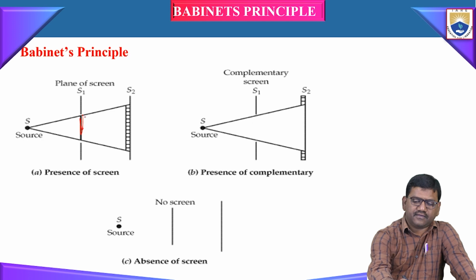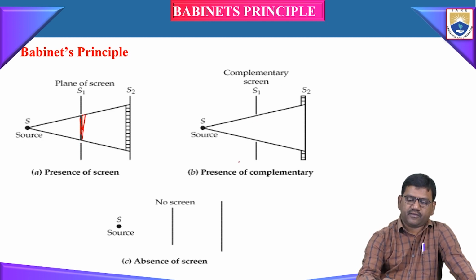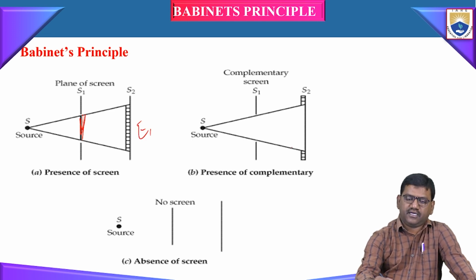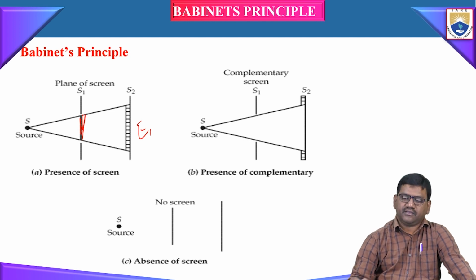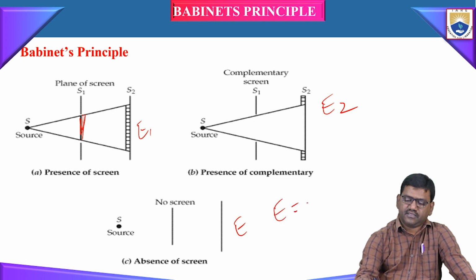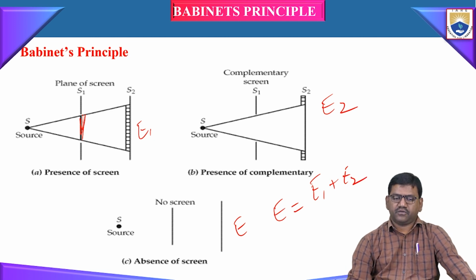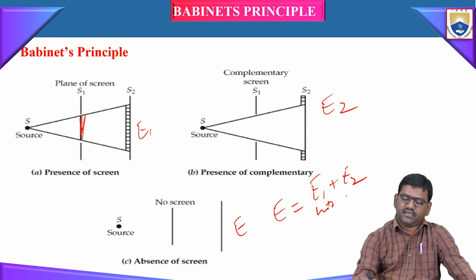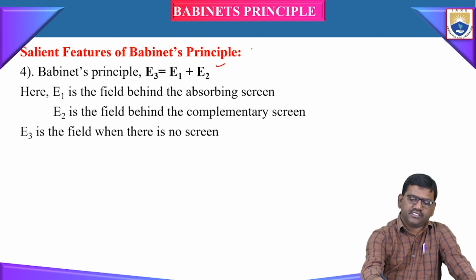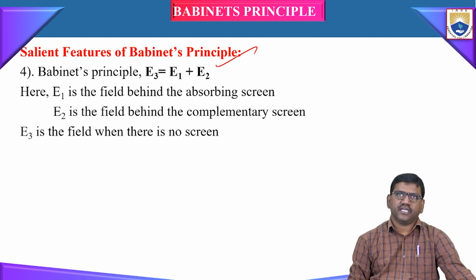Here there is a screen. This is the complementary screen of this screen, and here there is no screen. Suppose the electric field with no screen is E, and when there is a screen the field is E1, and with the complementary screen it is E2. So we can write the electric field as E equals E1 plus E2. The total electric field of the slot antenna by Babinet's principle can be written as the summation of the electric field with the screen and the complementary screen. So E3 is equal to E1 plus E2, which is the Babinet's principle electric field strength.